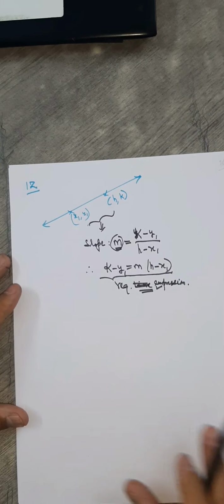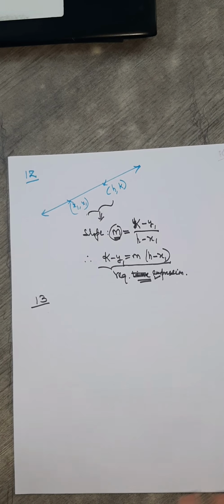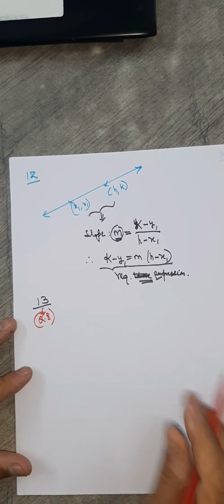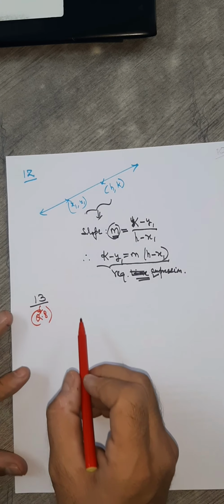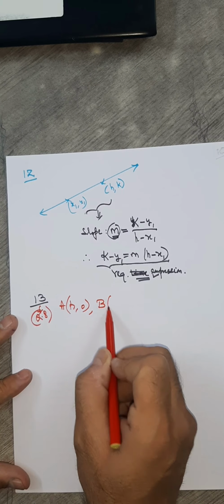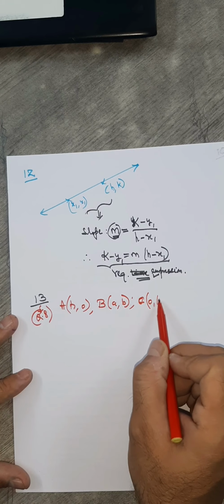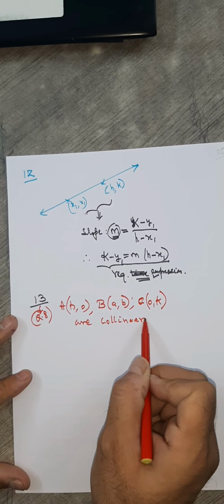Okay. Question number 13. Have a look at what we did earlier: 3 points lie on a line. 3 points are collinear, which is question number 8. This is the same as question number 8. 3 points are on the same line, so slopes must be equal and immediately you'll get that. Right. So h comma 0, I'll call that A, then 0 comma b, and c comma k are collinear. They are on the same line means they are collinear.